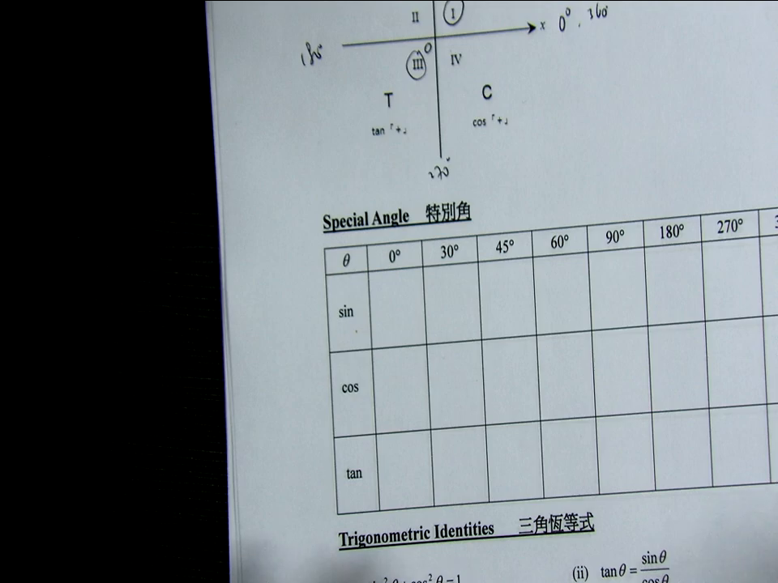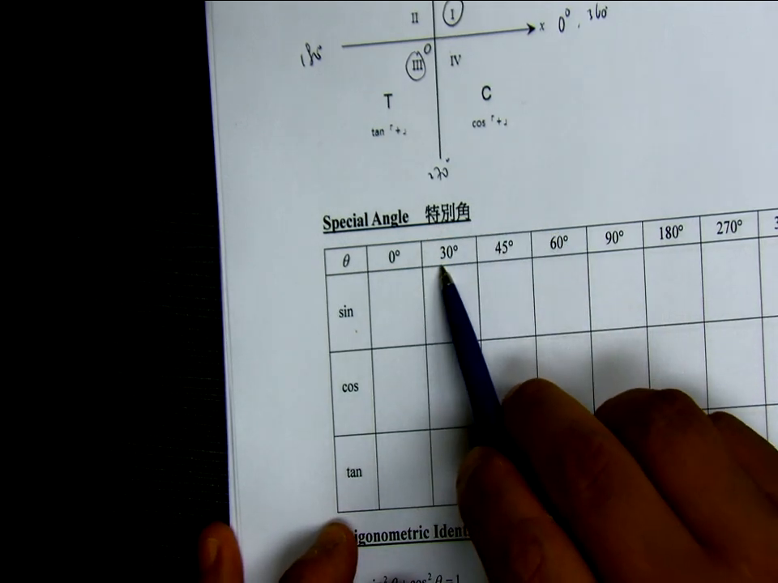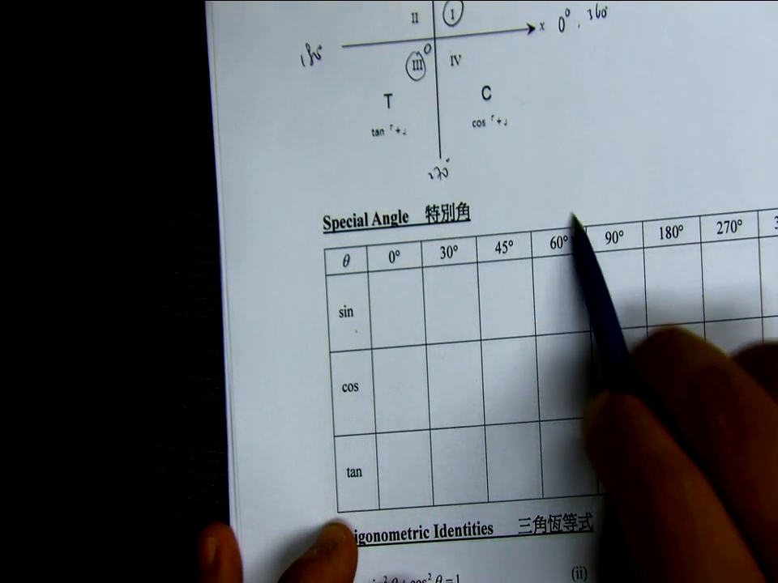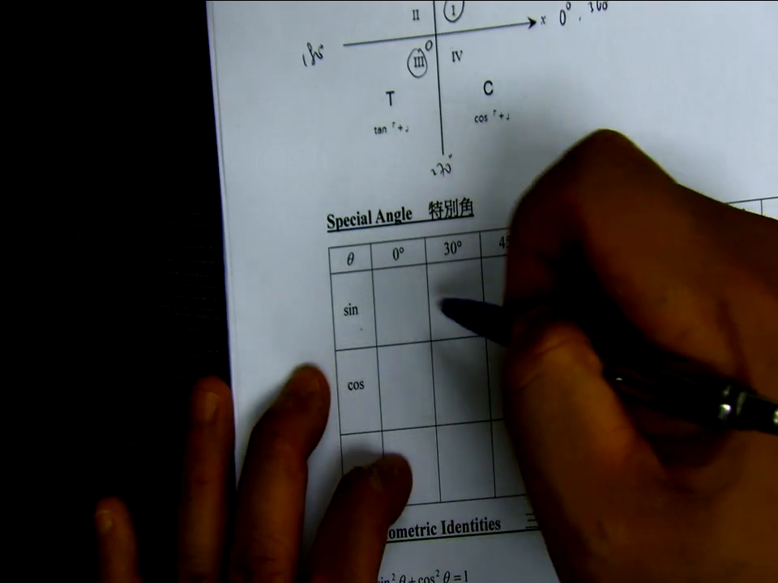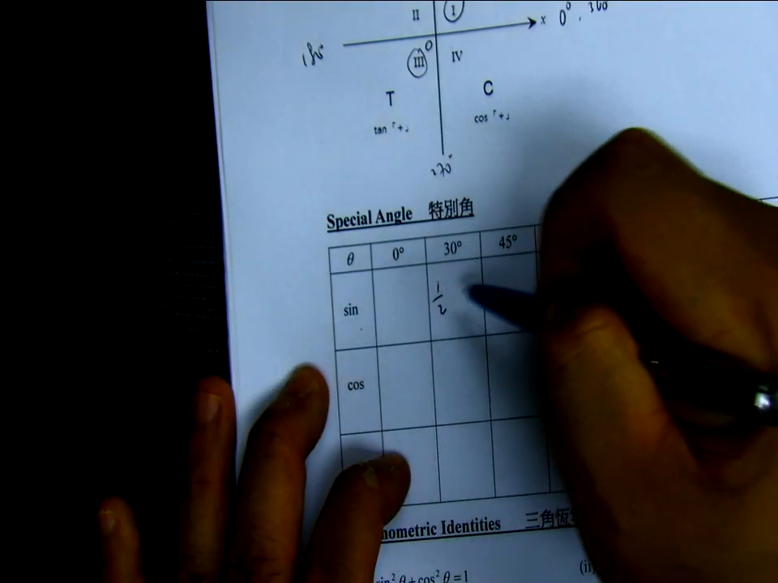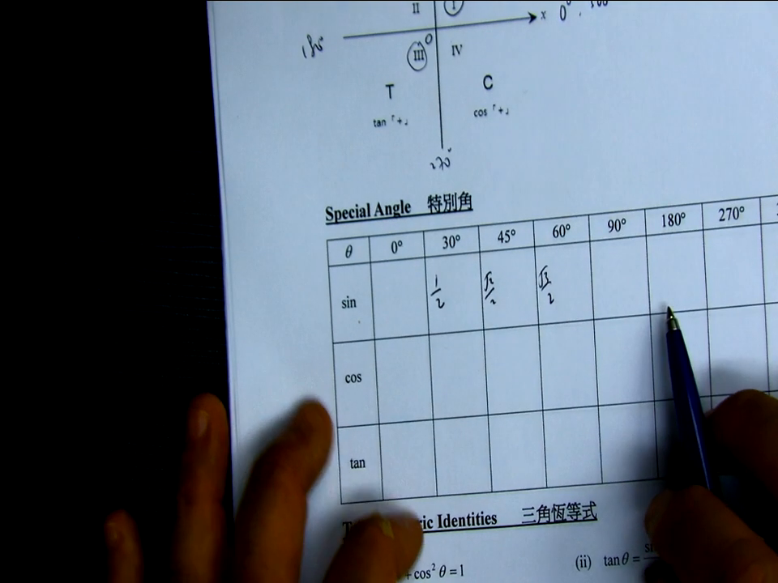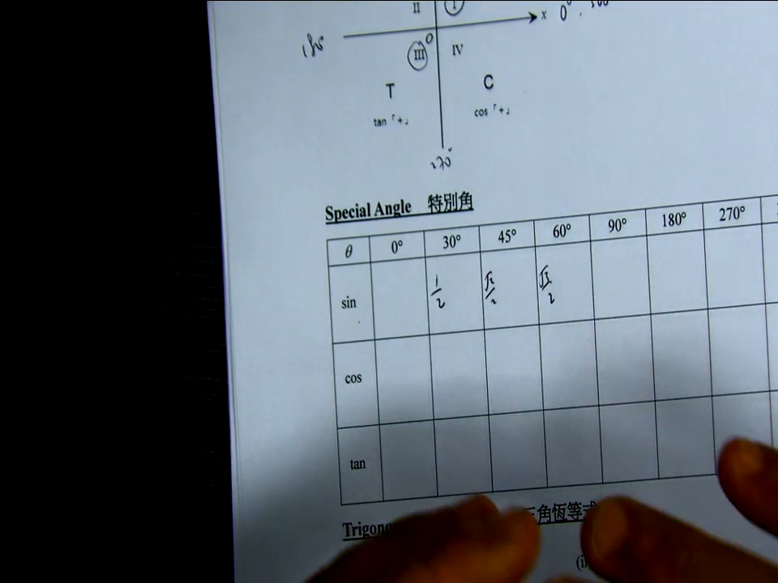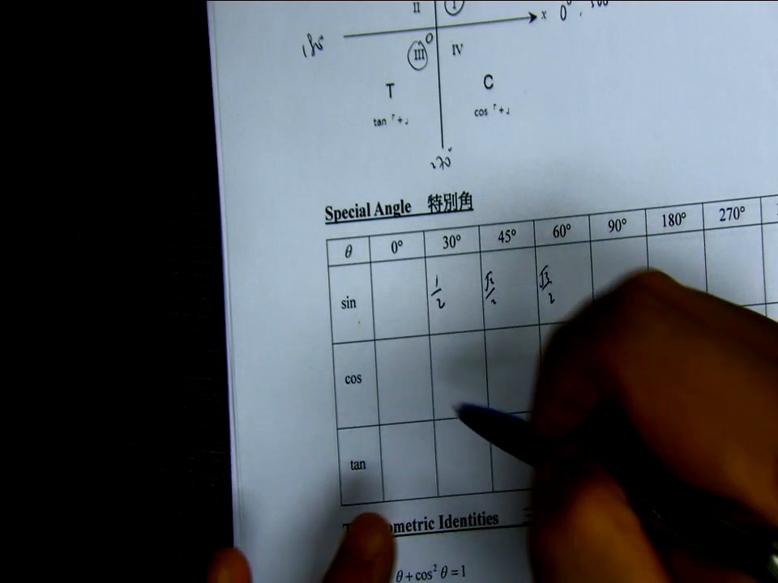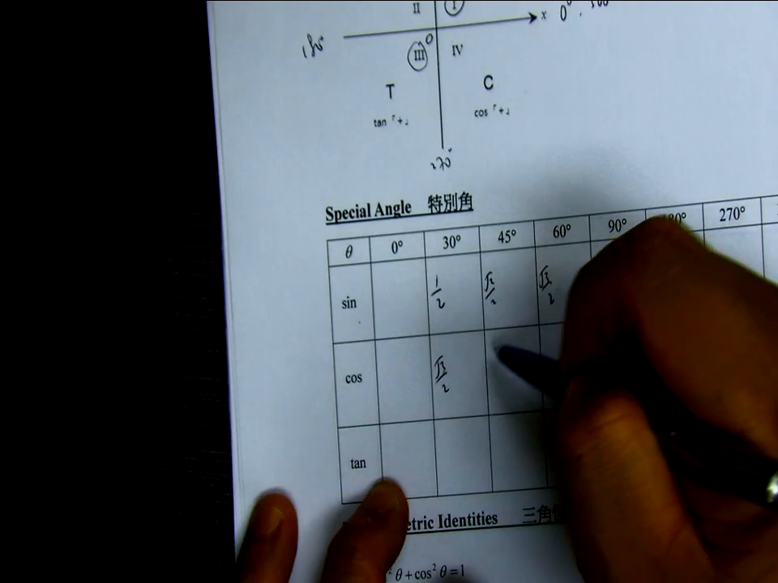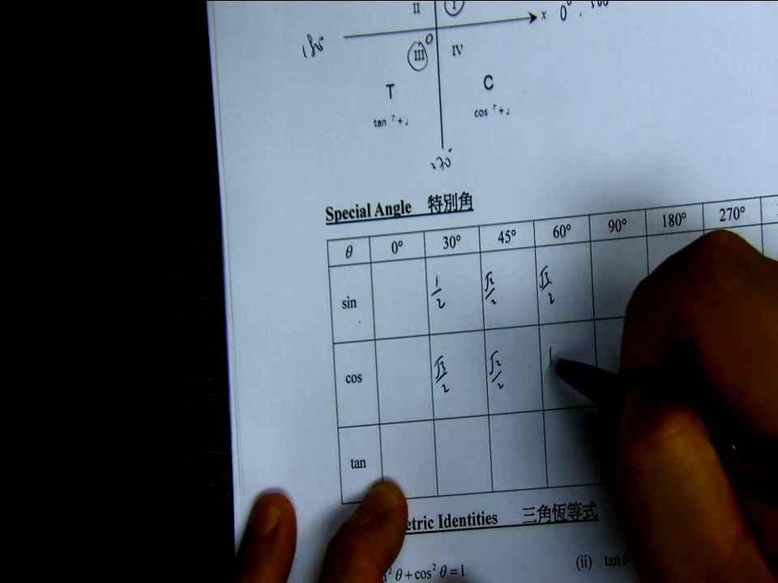Okay, the second aspect is the special angle. The special angles you have already learned, 30, 45, 60 in the Form 3 syllabus, where sine is 1 over 2, root 2 over 2, and root 3 over 2. For cosine, it is a completely rearranged version of sine, so this is root 3 over 2, root 2 over 2, and 1 over 2.